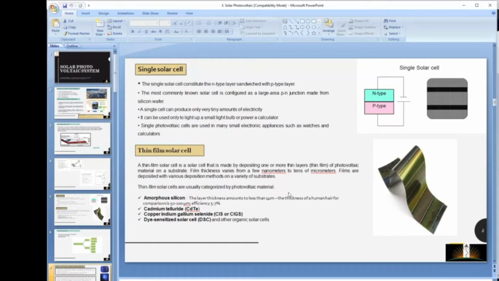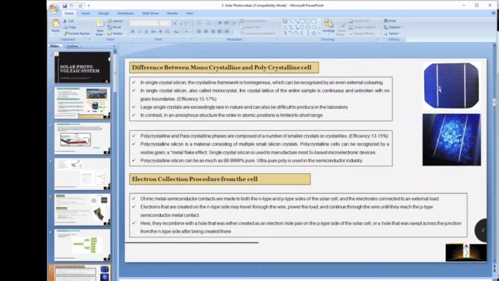I'm just showing you the picture. In this picture, on the right-hand side, the first one is monocrystalline and the second one is polycrystalline. You can see in polycrystalline there are patches, which signifies that it is produced from different crystals. So a combination of crystals is used to produce this PN junction diode.